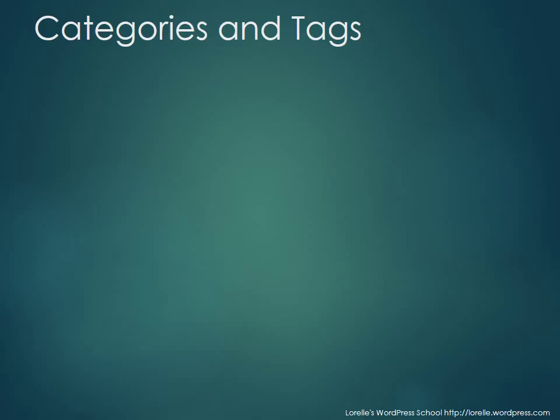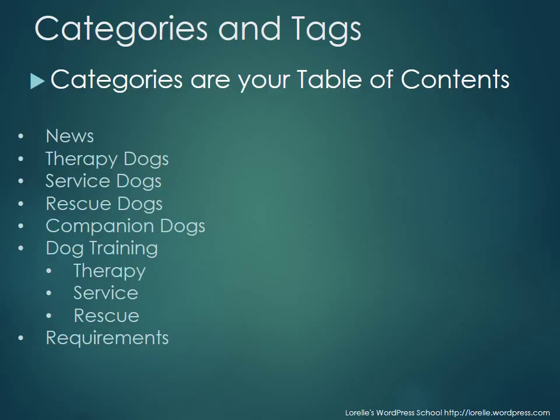So we've been talking about categories and tags. Here's another example. Categories are your table of contents. What is this site about? Some of you may say dogs. Yeah, first glance, it's about dogs. It's about dog training. Specifically, it is about working dogs. Service dogs, rescue dogs, companion dogs, dogs that work for humans. Yeah, I bet you figured that out.